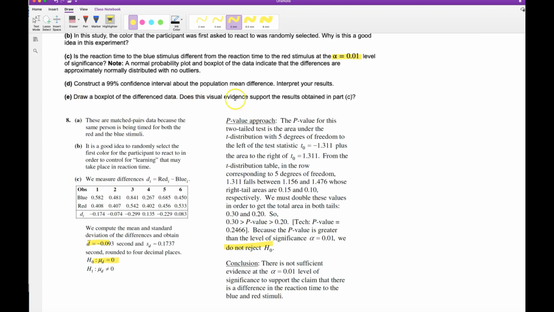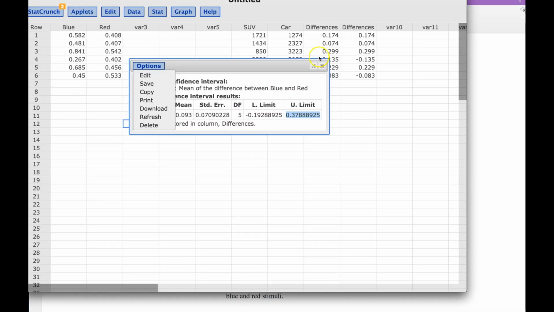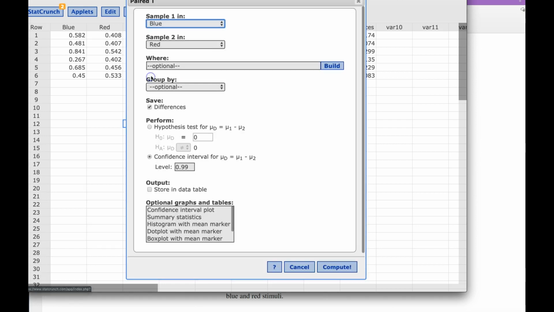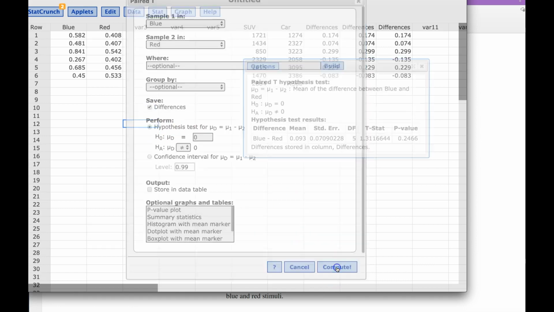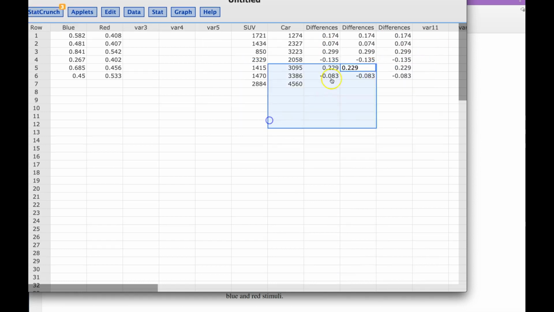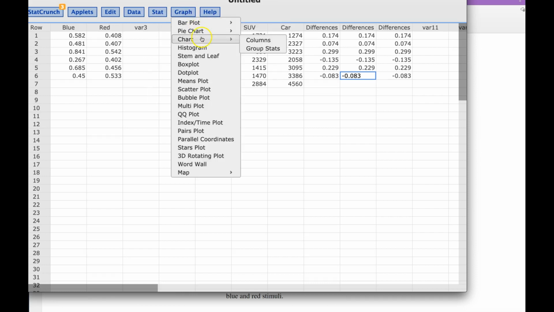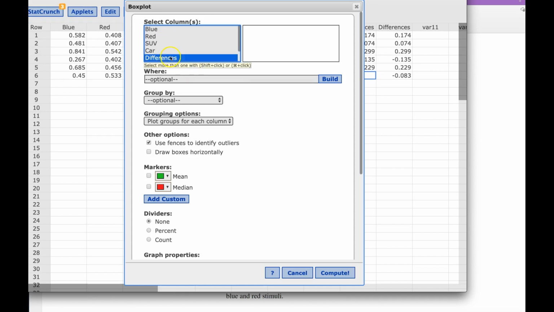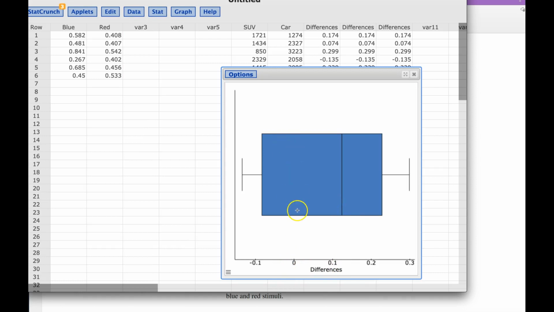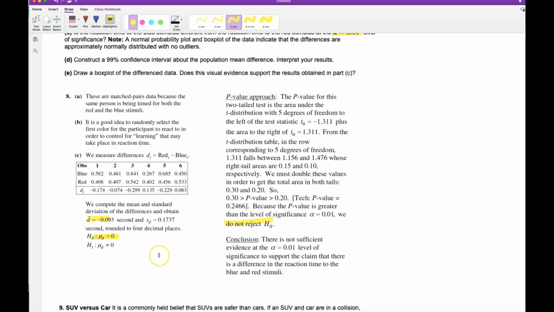It's saying draw a box plot. That's just visual evidence for part C. When you run this, you can store the differences when you compute it. Oops, my bad. They're over here actually. They got stored over here. So these are the differences for those over here. If you did a box plot of those, you'll see that the box plot includes 0 also. The differences, you'll see here, there's 0. The box plot contains 0, so that's another visual evidence that we do not reject the null hypothesis.